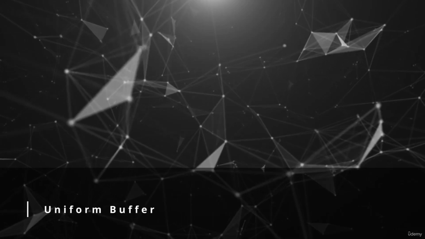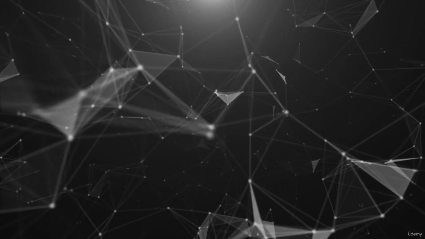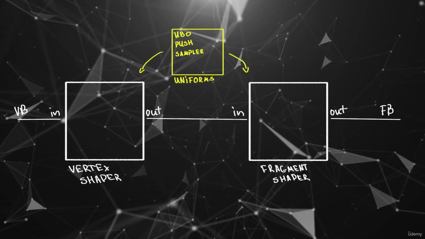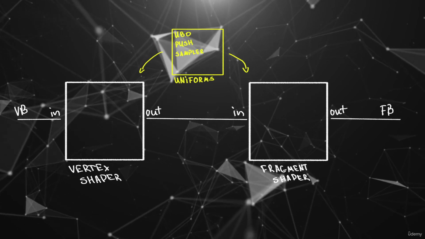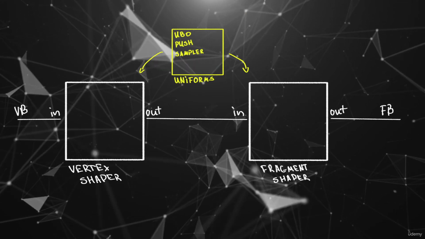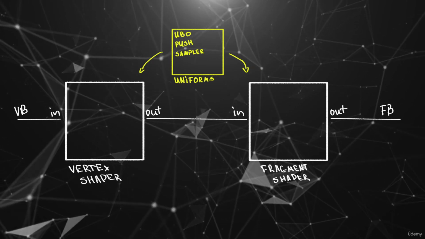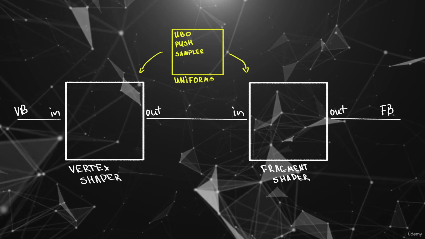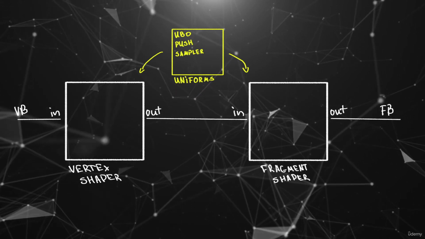Hey, in this video we will explore a second concept for passing in data to the shaders. Last time we passed the model matrix to the vertex shader using push constants. Push constants are small values that have to be set by the command buffer for each render command, but they're limited to about 1 or 2 matrices at maximum.